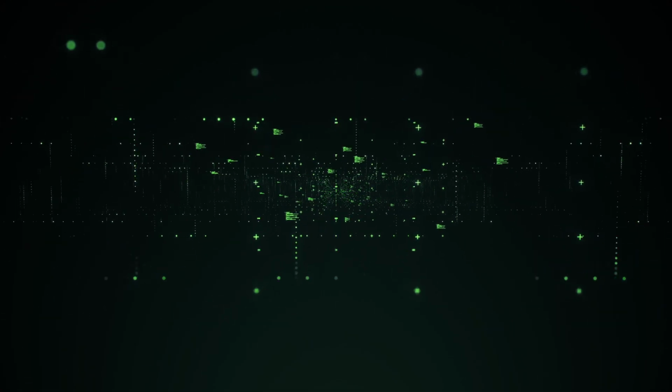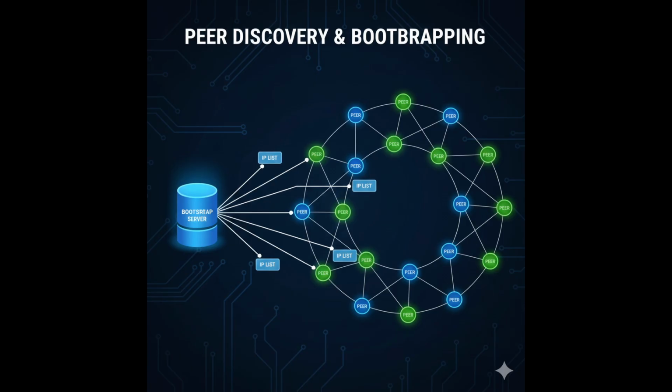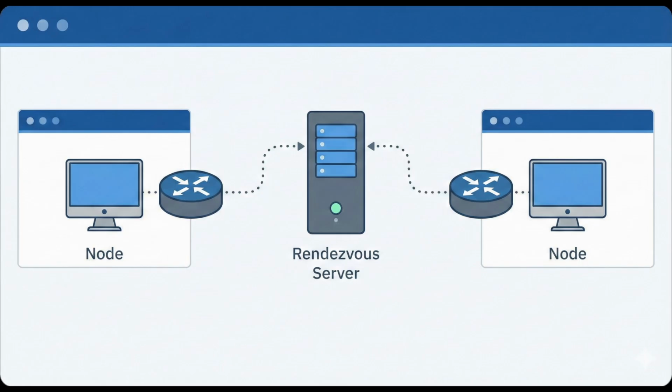Knowing the layout, peers still need to find and connect to one another. New peers join via bootstrap servers or supernodes. They request a list of active peers, then start swapping data.